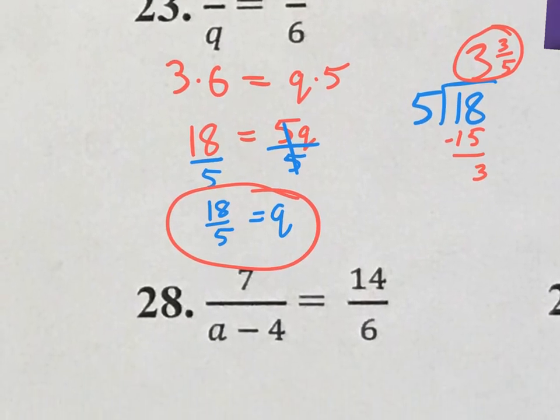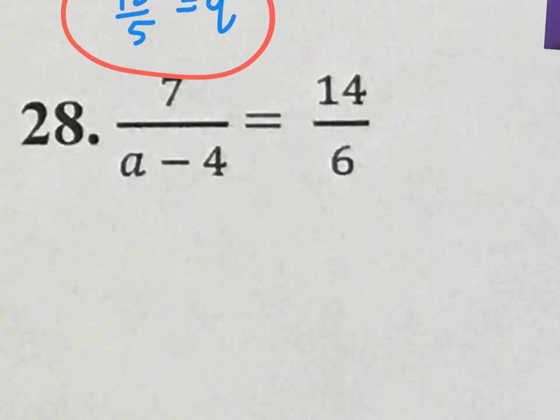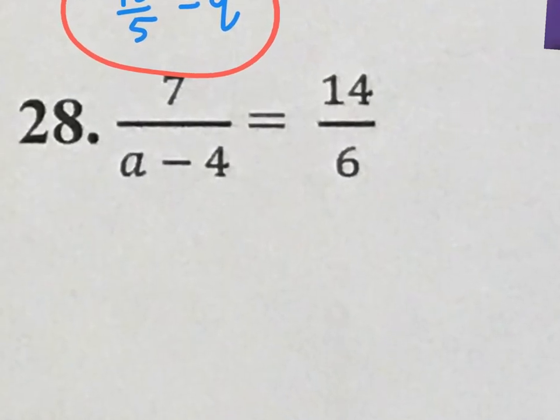Now, it's not always going to be just one number and just one letter. As we see on this homework assignment, let's take a look at number 28 right here. It's still a proportion, so we're still going to be able to cross multiply.